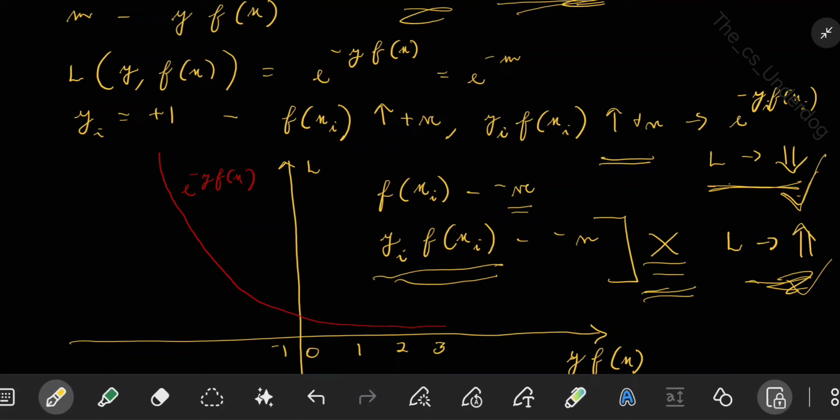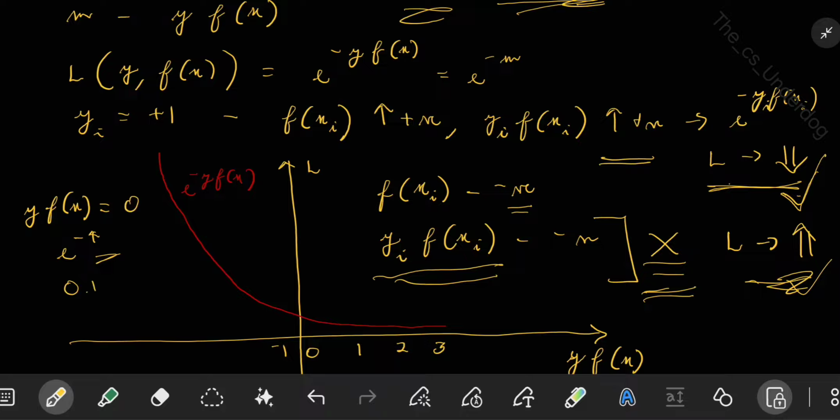Another way, if you simply put it numerically and see this, let us say your value of yi into f of xi is something large and positive, something like 4 or 5. Then it will be e power minus 4, e power minus 5, something like that. That means e power minus x, when x is 4, will be a very small value. So this will be a very small value, okay? Next, let us say it is 0.1.